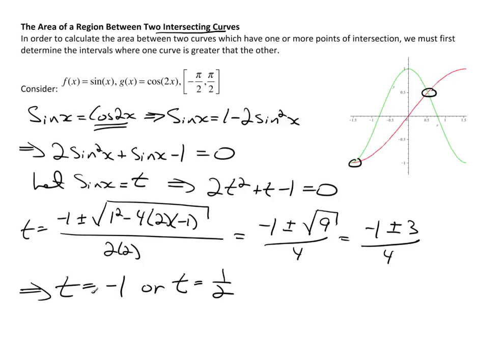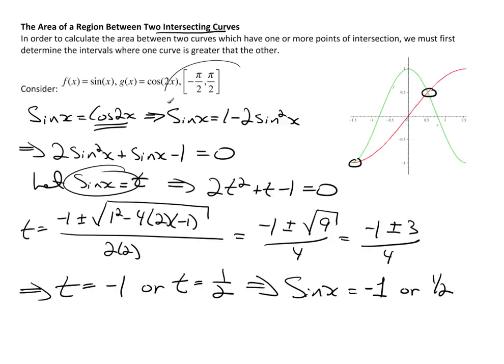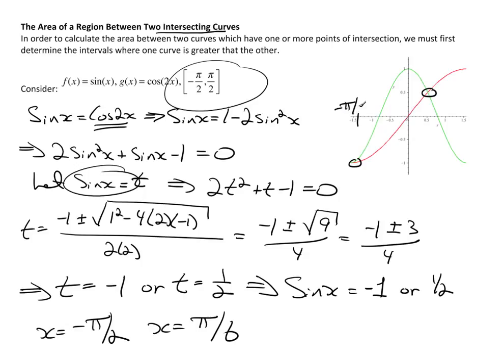But remember, t is actually sine. So that means I need to figure out where sine of x is equal to negative 1 or 1/2 on this interval. Well, that's easy because sine of negative pi over 2 is negative 1. So that means that x is equal to negative pi over 2. And then I need sine to be positive 1/2 on the interval from negative pi over 2 to pi over 2. And that's clearly going to be at pi over 6. So I know that this is going to be negative pi over 2, and this value of x is pi over 6.